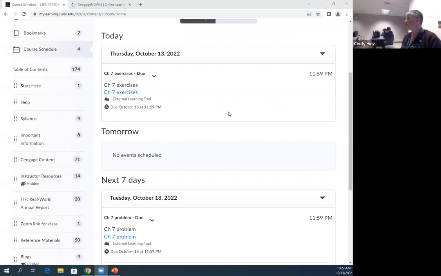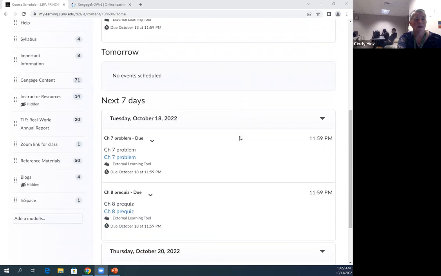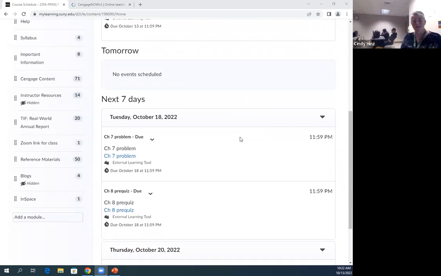The chapter 7 exercises should be submitted for grading by the end of the day today. We will have completed or at least talked about each one of them in class, either last week or today. And then that means that the chapter 7 problem will be due our next class day, which is October 18th, next Tuesday. And we'll be starting chapter 8 at that point. So the chapter 8 pre-quiz will also be due on that day.